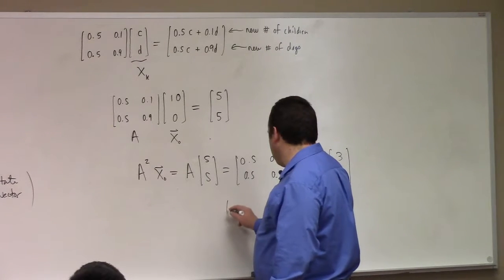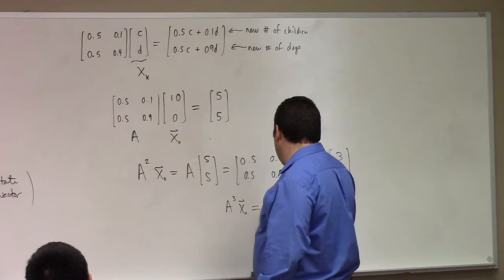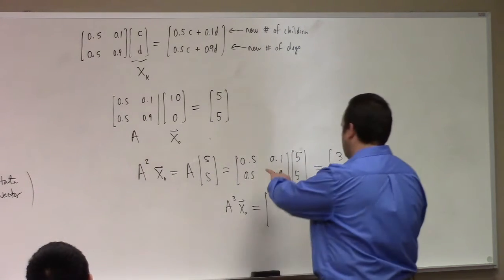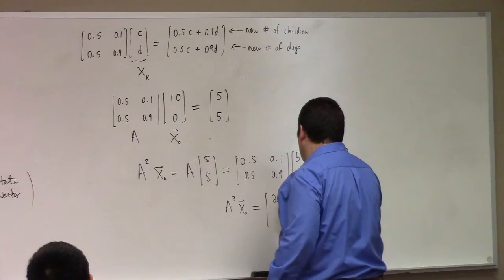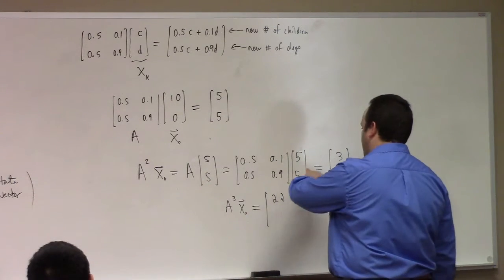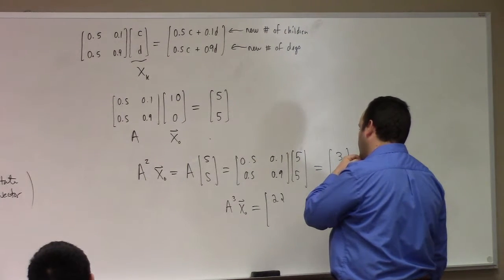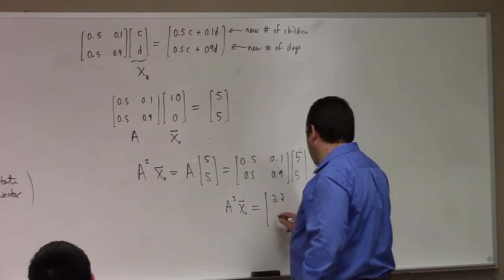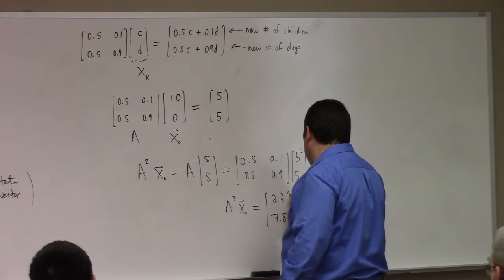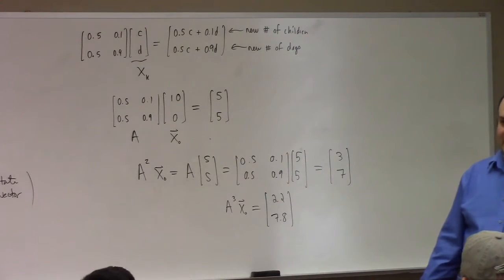What's A cubed times x naught? What's that give you? 1.5 plus 0.7, 2.2. And 6.3 plus 1.5 is what? 7.8. You notice that the total number of children and dogs always adds up to 10.